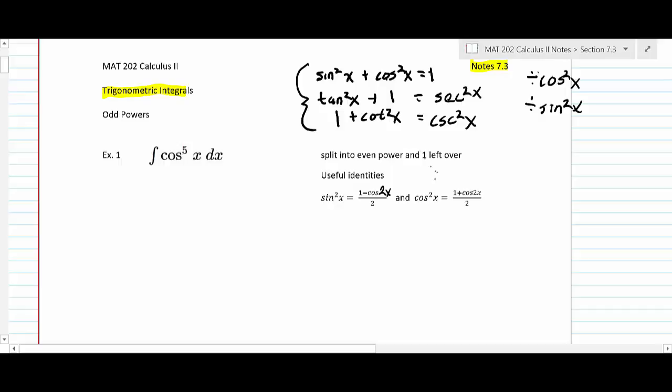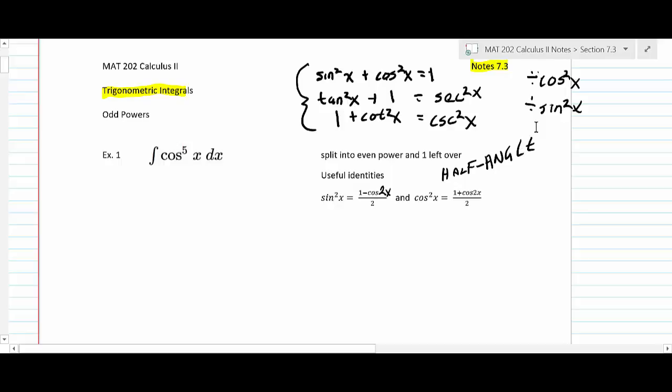And then these identities right here, I think I've already got these written down on your handout. This one did have a typo on it, so that should say sine squared x is 1 minus cosine 2x over 2. These are the half angle identities, which we've looked at before. You're going to use these pretty extensively in this section, okay?